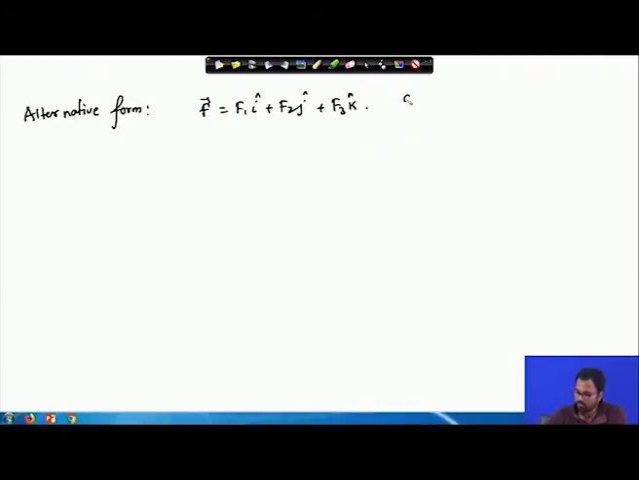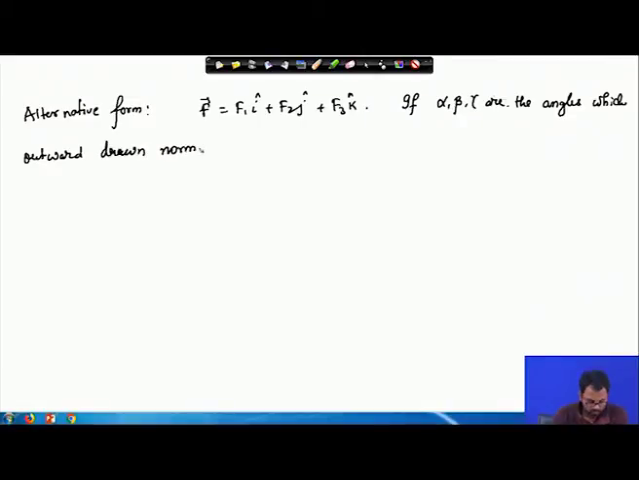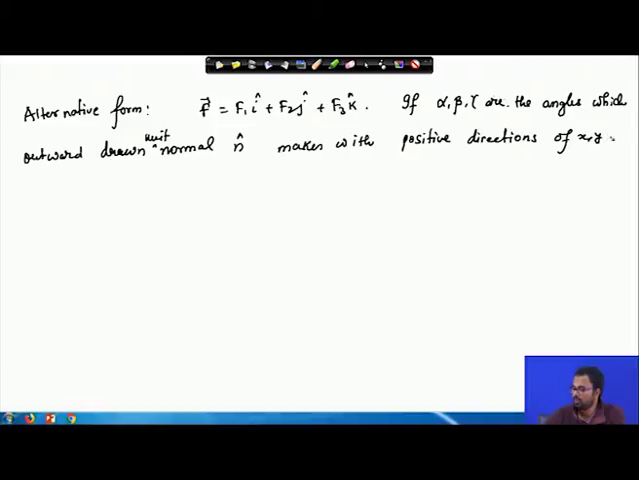and if alpha, beta and gamma are the angles which the outward drawn unit normal n makes with the positive directions of the x, y and z axes.